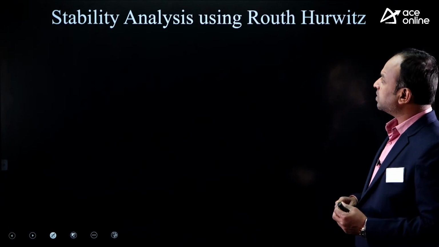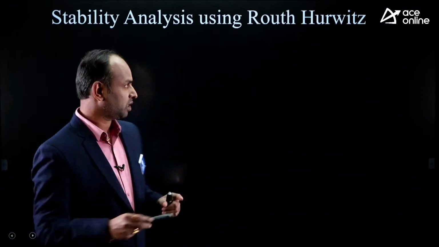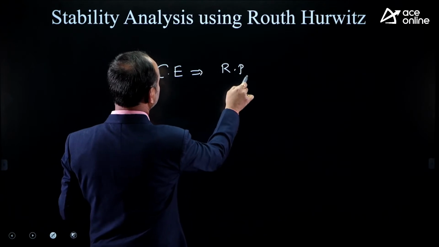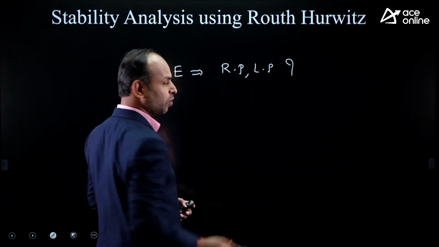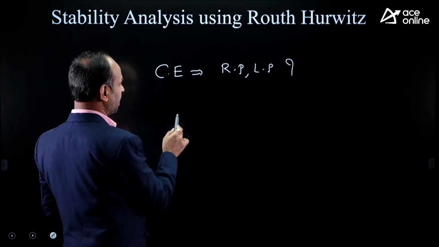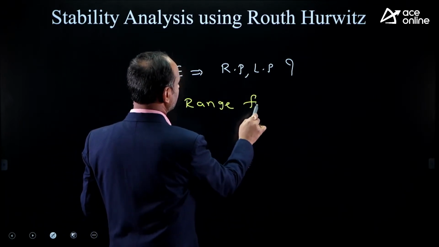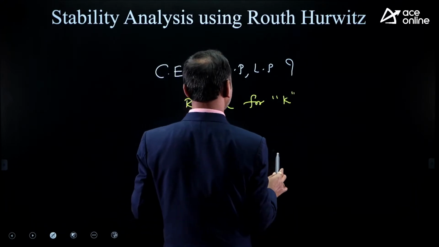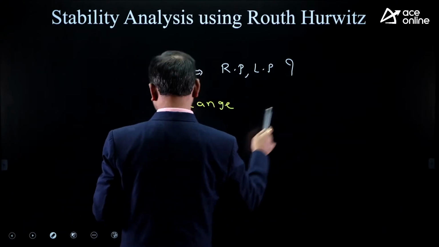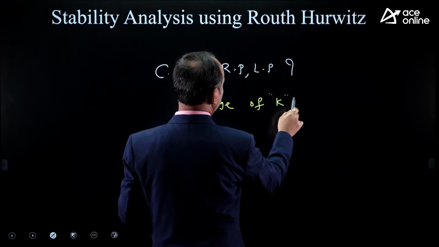In this RH method, the examiner may provide the characteristic equation and ask for the number of right side poles, left side poles, and whether poles are imaginary. The second thing is conditional stability: the range of k values for stability.